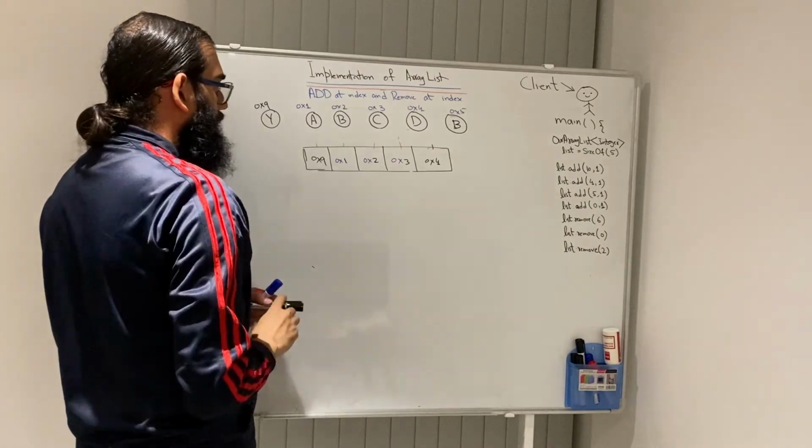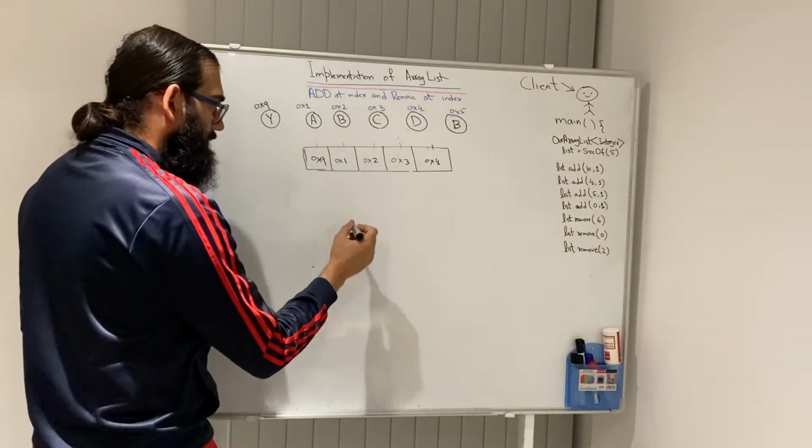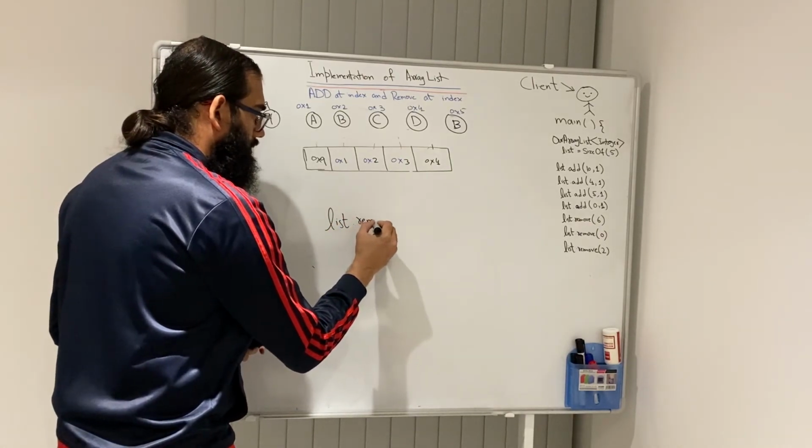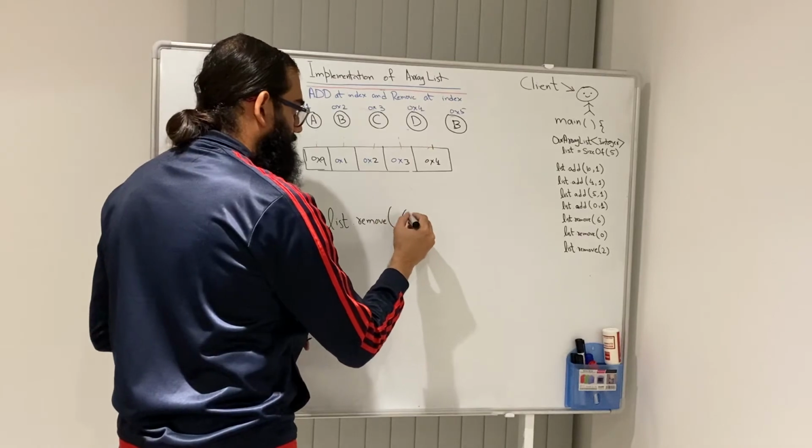Okay, so now remove. So I'm going to call list dot remove 6.